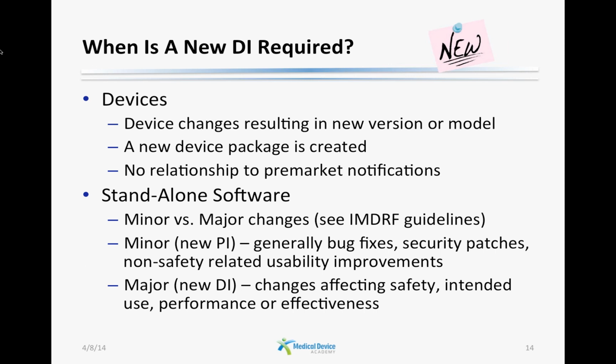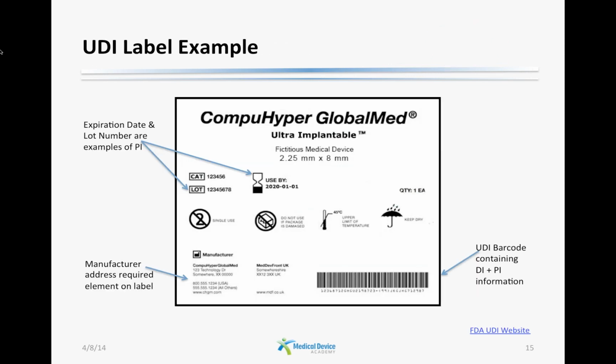FDA has this fictitious example of a UDI label on the UDI website. As you can see, the label contains information about the product, its name, expiration date, reference and lot numbers, manufacturer information, UDI barcode, and other details. The following examples show labels using formats from the 3 issuing agencies.